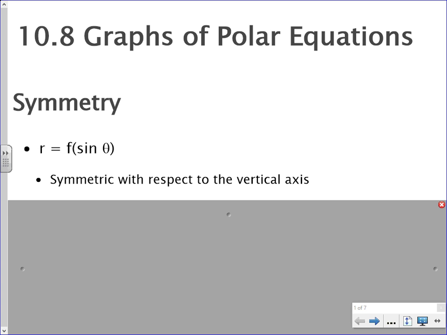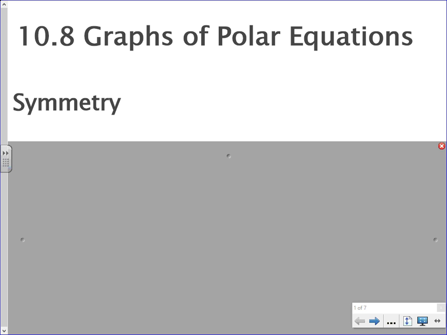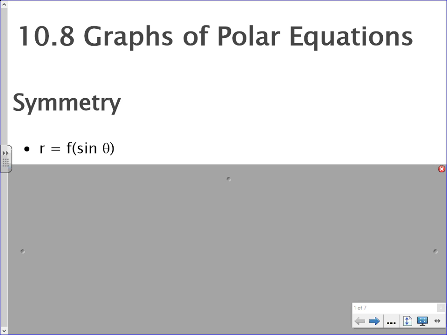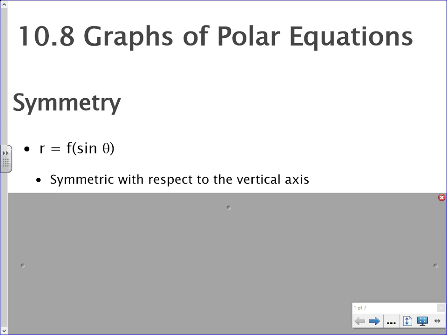The first observation I wanted you to make was about symmetry. Throughout any curve on Friday, you should have noticed the same symmetry patterns. So pod 3, if we have a function with a sine theta, whether it be a circle, a rose, or a limaçon, what are we symmetric about? The y-axis. We are symmetric about the vertical axis. Yes, I'm going to call it the vertical axis since technically we don't really have a y-axis.